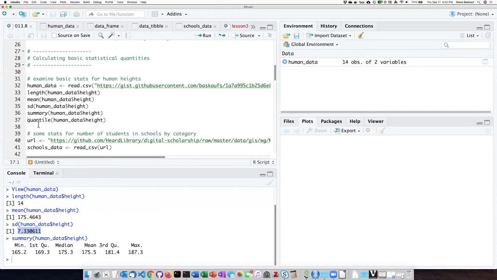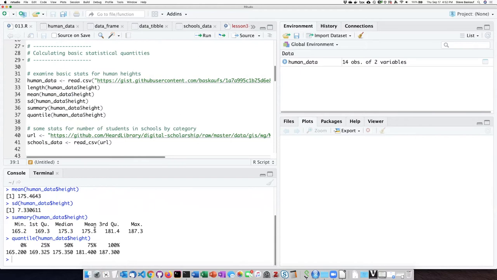If we specifically want to get quantiles, the default is quartiles, giving us every 25%, but you can go into the settings and change these to different quantiles than quartiles if you want.